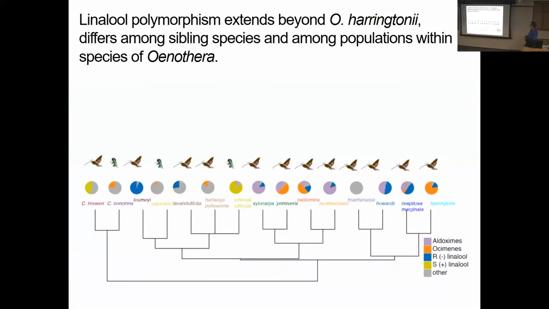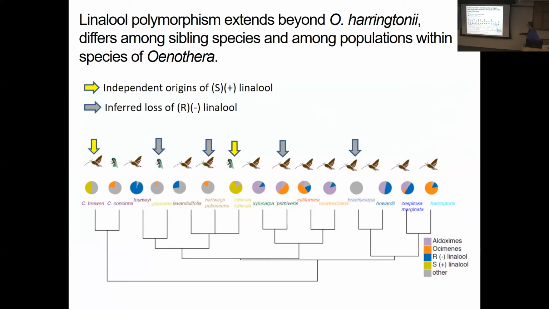So here's a quick look. The linalool polymorphism extended well beyond Oenothera harringtonii, and differs among sibling species and among populations with different species of Oenothera. There are a couple of independent origins of S-linalool. We knew about Clarkia breweri because that's what I'd studied as a grad student. But there's another one in the section Calylophus that accompanied a switch from hawkmoth ancestry to bee pollination in West Texas. Then there are a couple of examples where an ancestor was likely a linalool producer, and there's been an inferred loss of R-linalool.